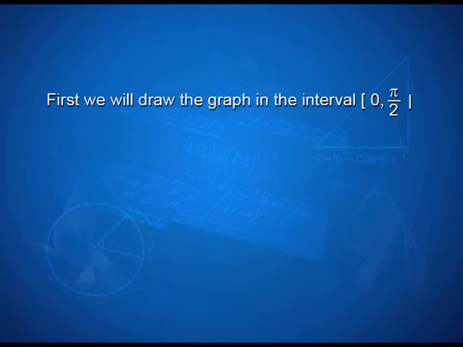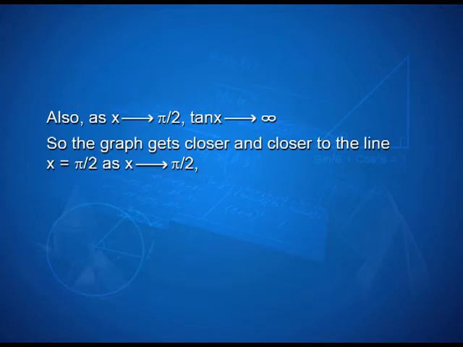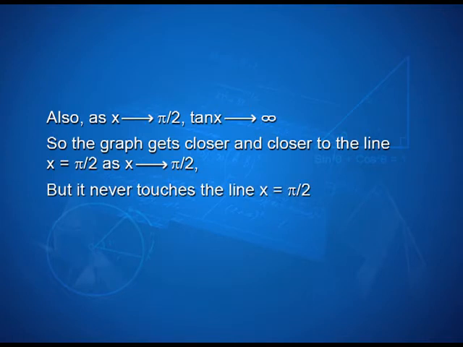For this, we use the table as shown on your screen and the fact that tan x is increasing in this interval. We find here tan 0 is 0, tan 30 is 1 upon root 3, tan 45 is 1, tan 60 is root 3 and tan 90 is infinity. Also, as x tends to pi by 2, tan x tends to infinity. So, the graph gets closer and closer to the line x is equal to pi by 2 as x tends to pi by 2. But remember, it never touches the line x is equal to pi by 2.